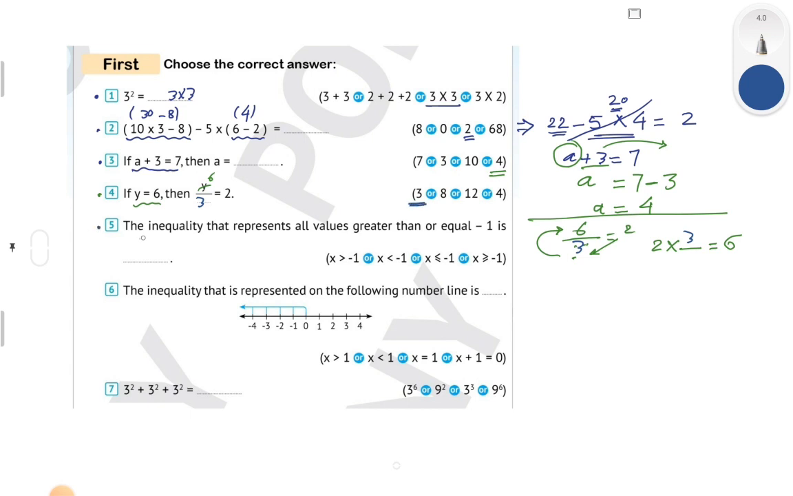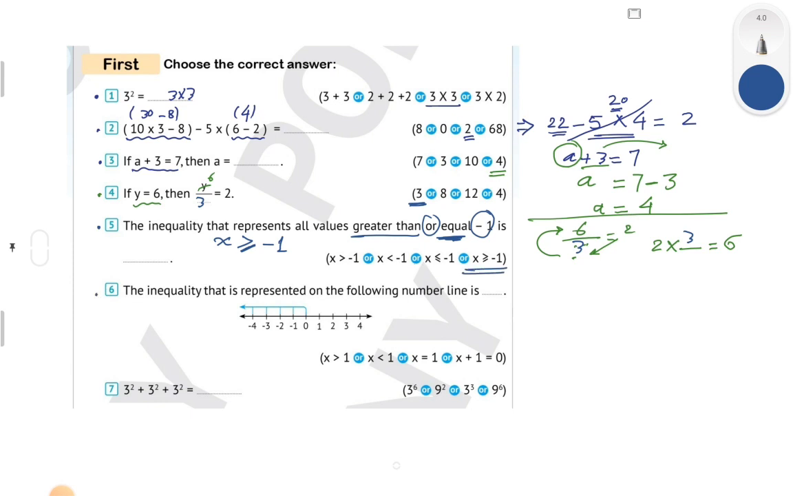Point 5. The inequality that represents all values greater than or equal to minus 1. Note with me, greater than or equal. Okay, all values as x, greater than, okay, but he said greater than or equal. I need to put equal here. Equal what? Minus 1. Now search for this inequality: x greater than or equal to minus 1.